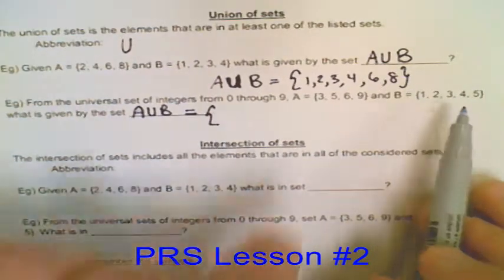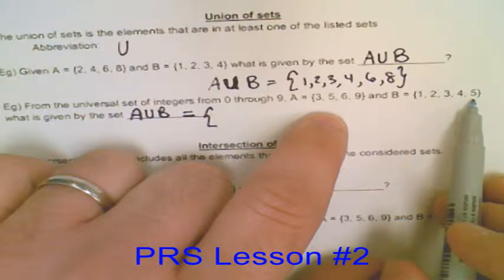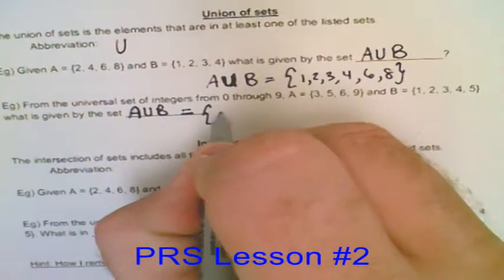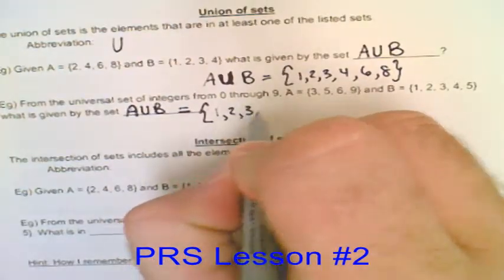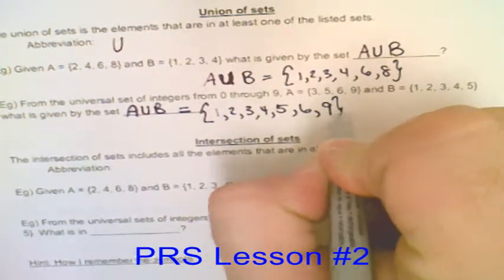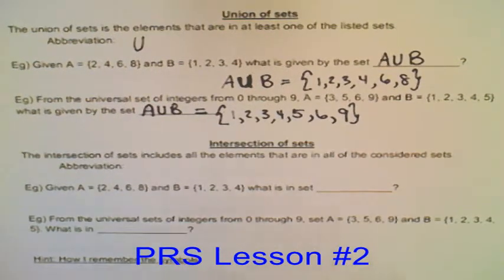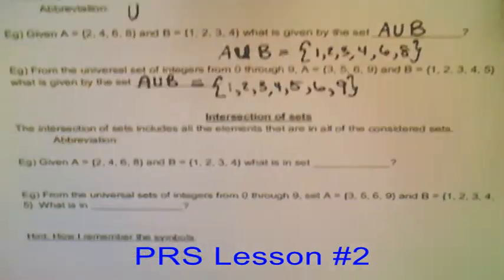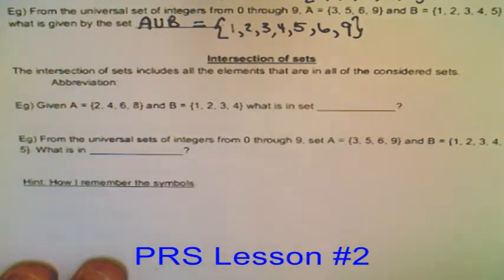So I look there. What elements do I have? And I ask myself which ones are in at least one of them. So I've got 1, I've got 2, 3's in both, which is great. 4, I've got 5 in both, which is great, as well as 6 and 9. So I have 1, 2, 3, 4, 5, 6, and 9. That's what's in the union. And the union of these two sets is just basically you're mashing them together, and anything that's listed is counting.